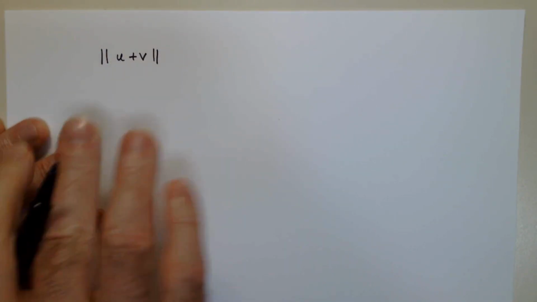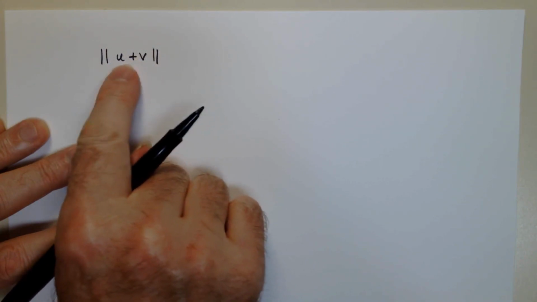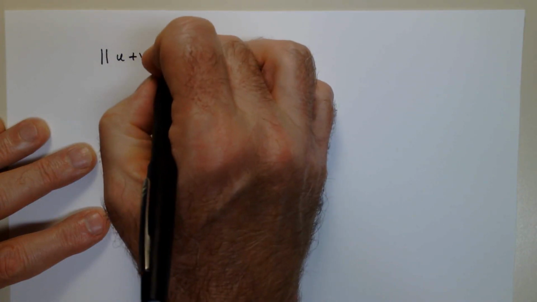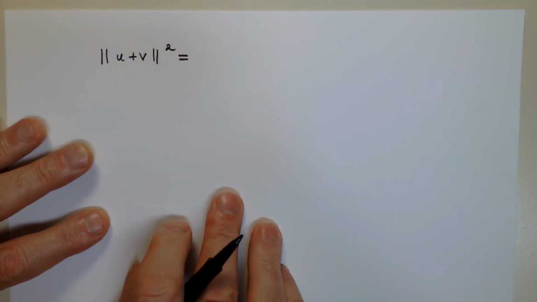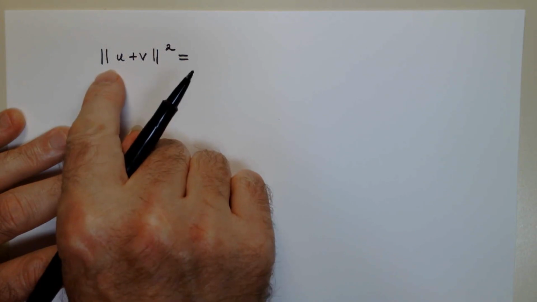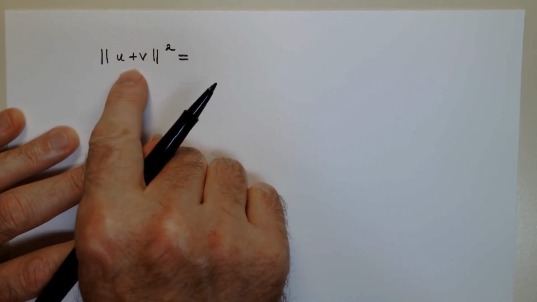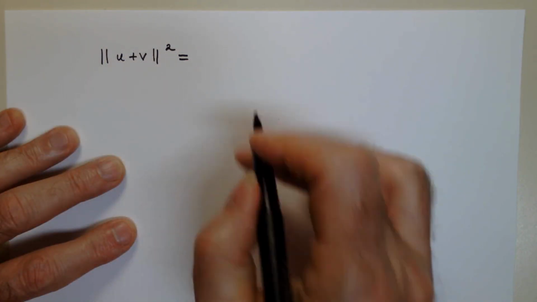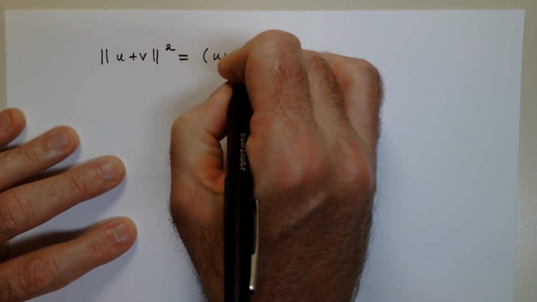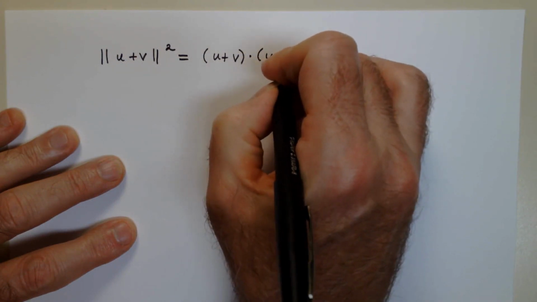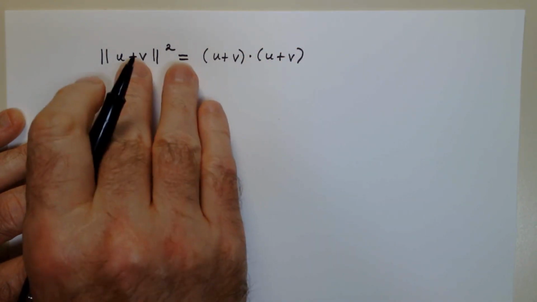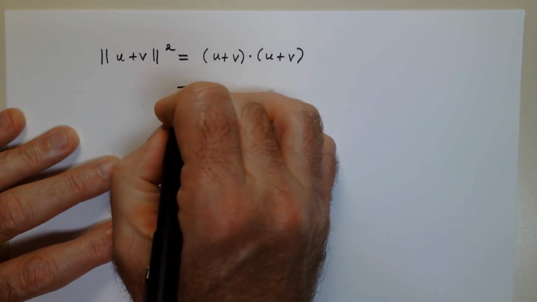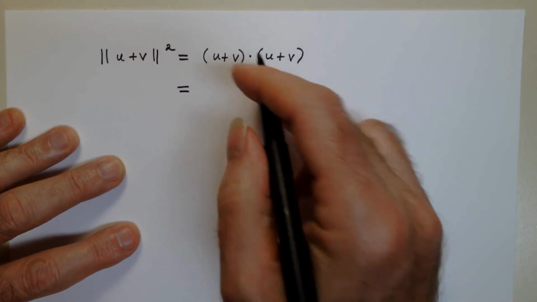And the thing that cracks this open is we don't want to consider just the length of u plus v. We want to consider the length of u plus v squared. And now the thing that really helps us here is, if you remember, we can always calculate the length of a vector squared by thinking of it as the dot product of the vector with itself. Okay, so we can think of the length of u plus v squared as u plus v dotted with u plus v. And now we can use our distributive law. We can FOIL this, so to speak, right?